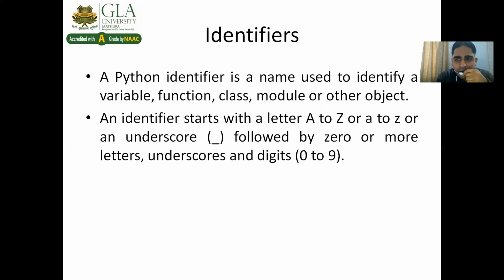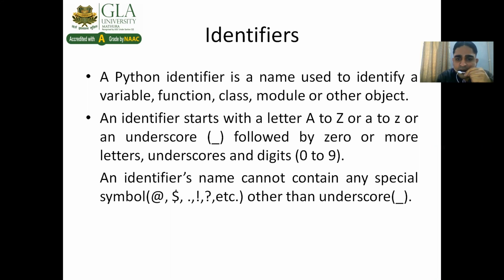An identifier is a name, and when you are asking for a name, you are going to follow certain rules. Your identifier should start with a letter, which can be a capital alphabet from A to Z, or a small alphabet from a to z, or it can start with an underscore. It can have zero or more letters, more underscores, and digits. In other words, an identifier is a combination of alphabets, digits, and underscore, but it cannot start with a digit, right?